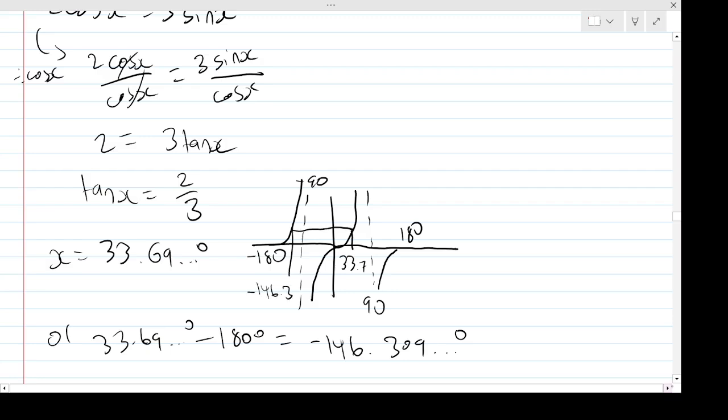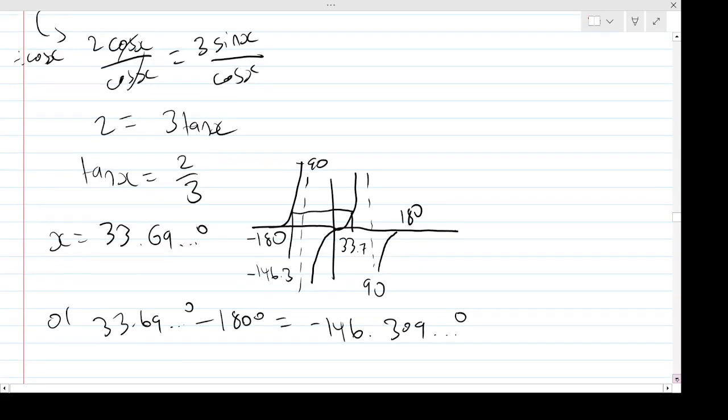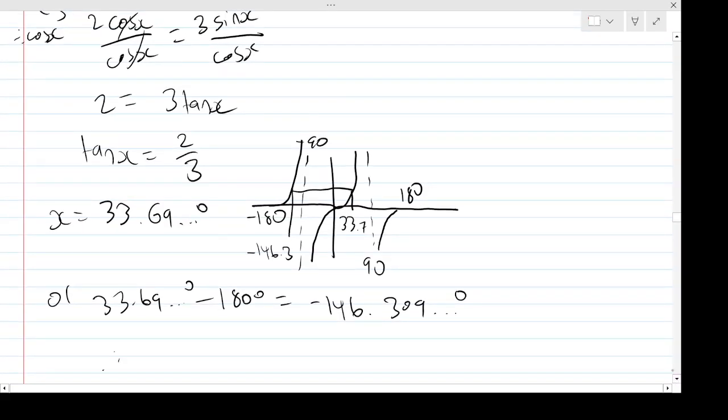So those are the two solutions then, between minus 180 and positive 180. So then let's round it. We would either have x is 33.7 or minus 146.3 degrees to one decimal place. And there we are. So those are the solutions between minus 180 and positive 180. That's the solution to that equation.